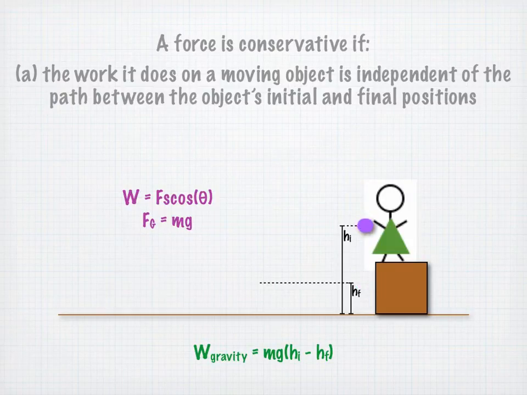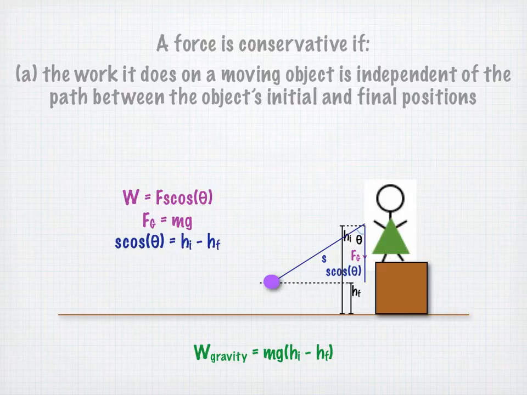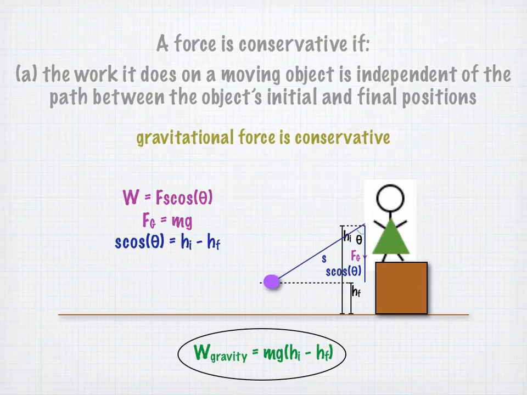If the object moves from h initial to h final along a curved path, the displacement has this length. The direction of the gravitational force is vertically downward, so this would be the angle theta. According to trigonometry, if this is the angle theta, this length is equal to s times the cosine of theta, which is equal to h initial minus h final. So we end up with the same expression for the work done by gravity, whether the path from h initial to h final is straight or curved. Therefore, the gravitational force is a conservative force.